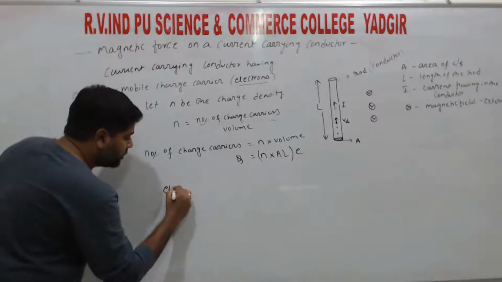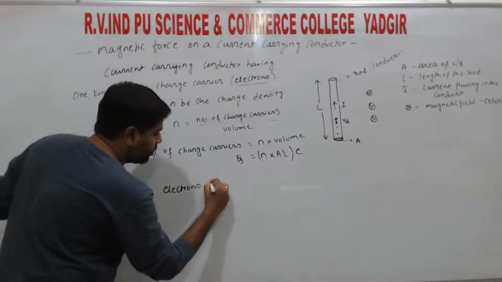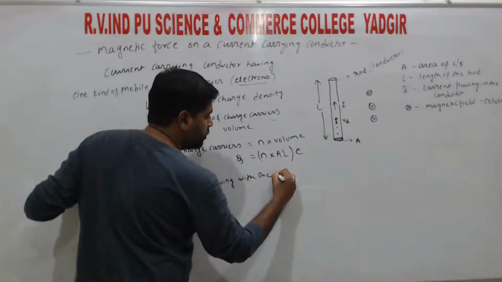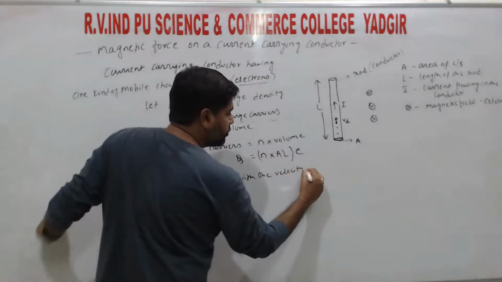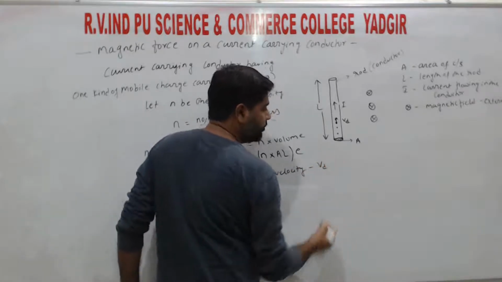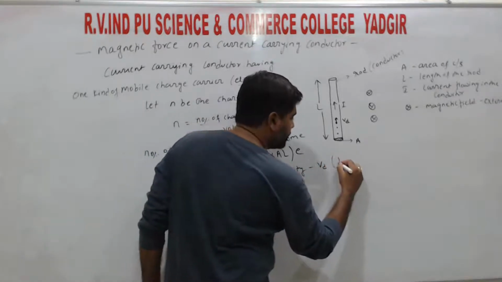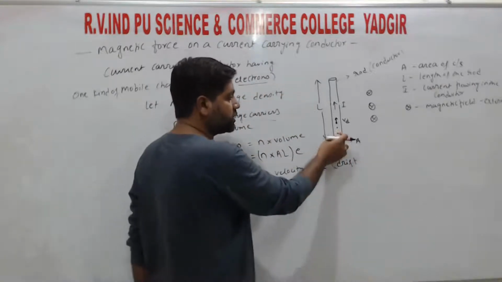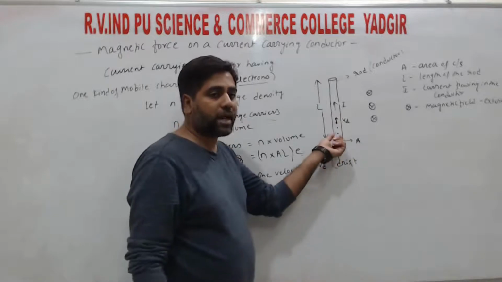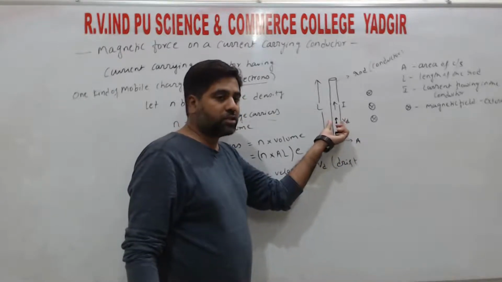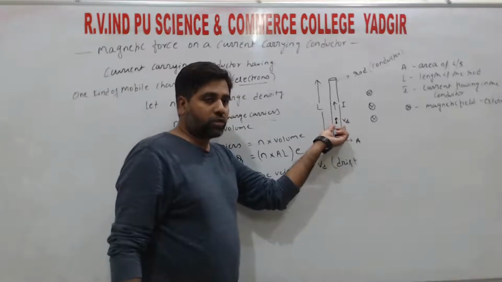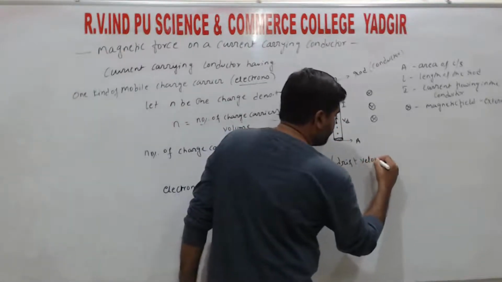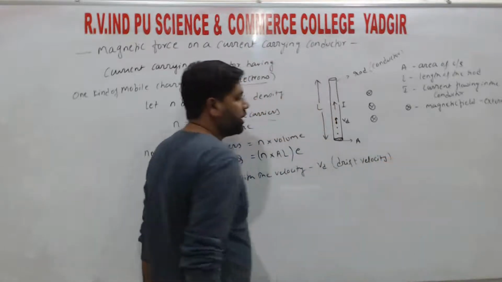The electrons are moving with a velocity, and that velocity is Vd, the drift velocity. In the last chapter, current electricity, we studied that when charges move in a conductor, they collide with the neighboring atoms. The average velocity before collision is what we call the drift velocity, right? So Vd is the drift velocity.